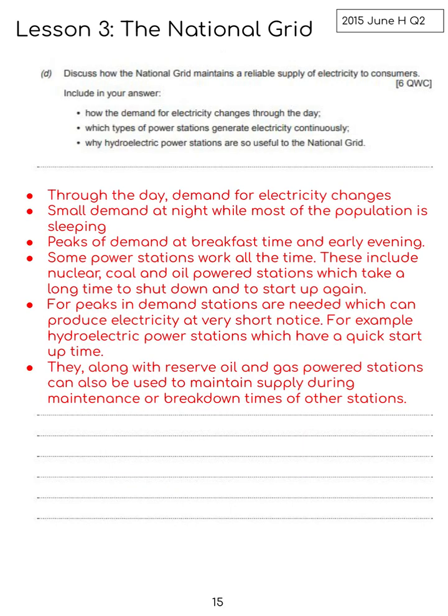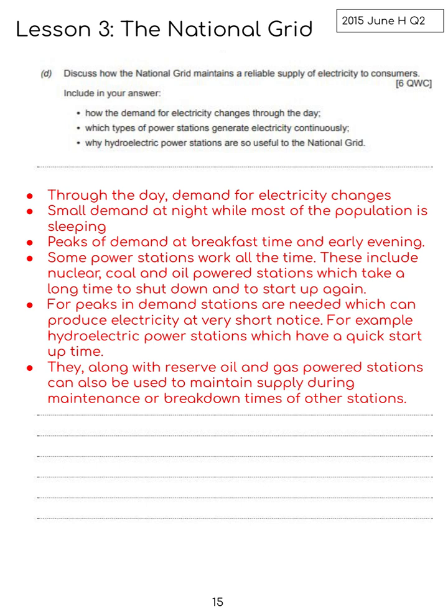Part D is a 6-mark question. Discuss how the national grid maintains a reliable supply of electricity to consumers, and it's given you some bullet points. So you need to explain how the demand changes in the day, the types of power station that work continuously, and why hydroelectric power stations are useful. So the first thing you'd say is throughout the day, demand for electricity changes. There's a small demand at night because people are asleep, and there's going to be peaks of demand at breakfast time and the early evening. That answers our first bullet point.